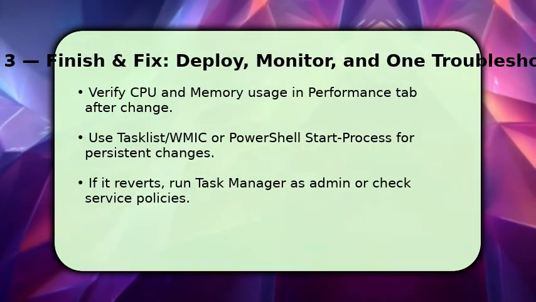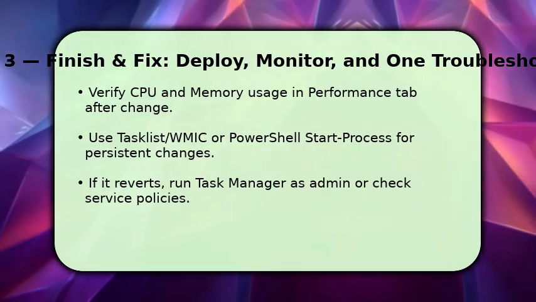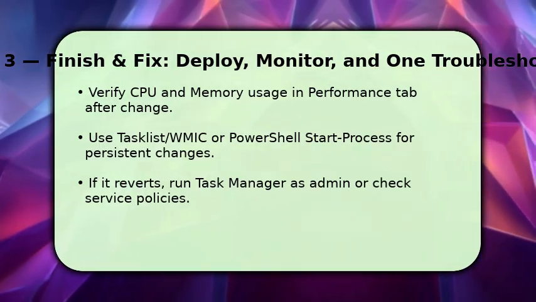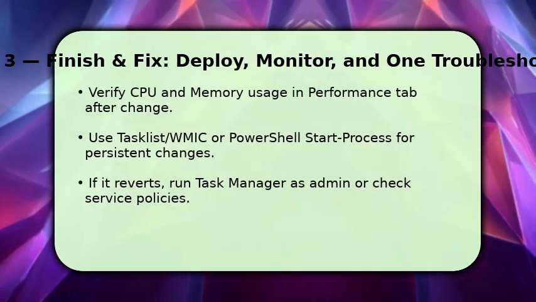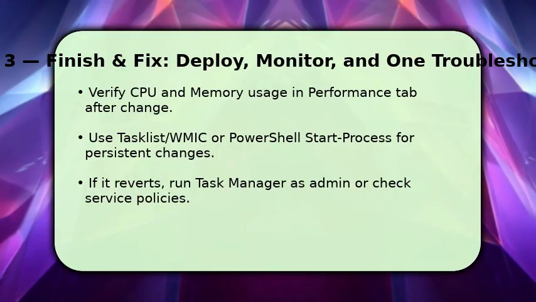If priority reverts, check permissions, run Task Manager as administrator, and inspect group policy or antivirus protections. That single troubleshooting tip solves most reversions.